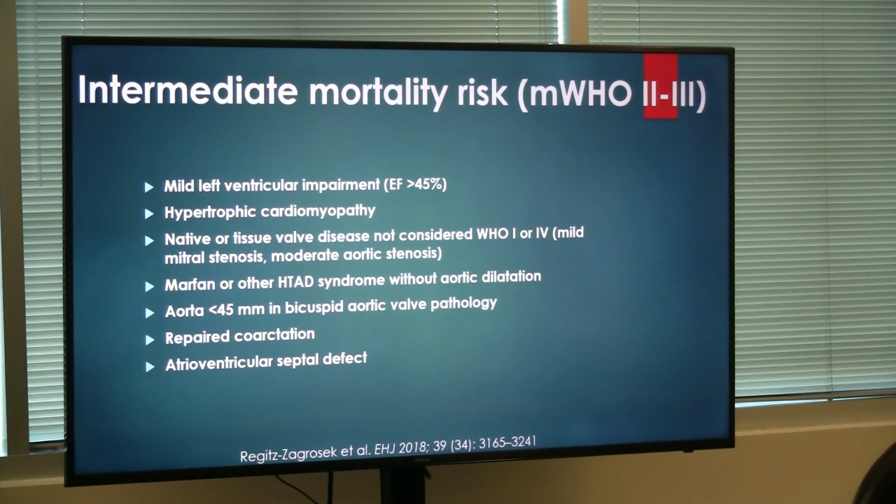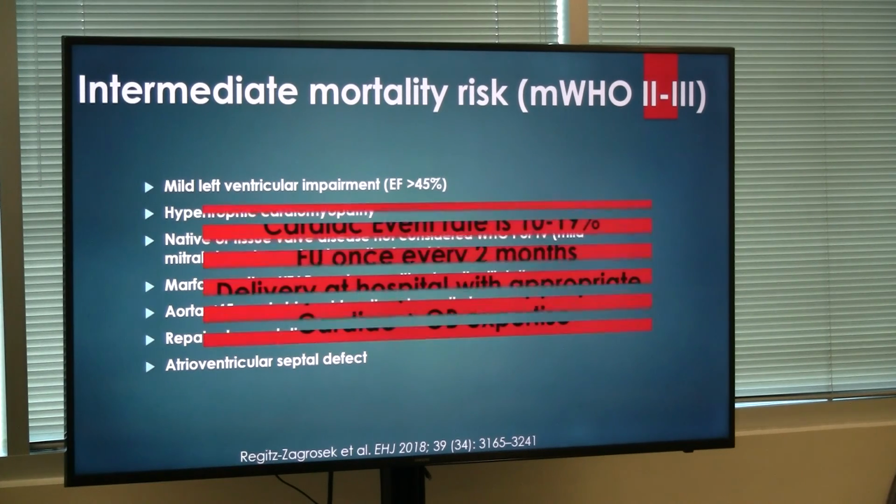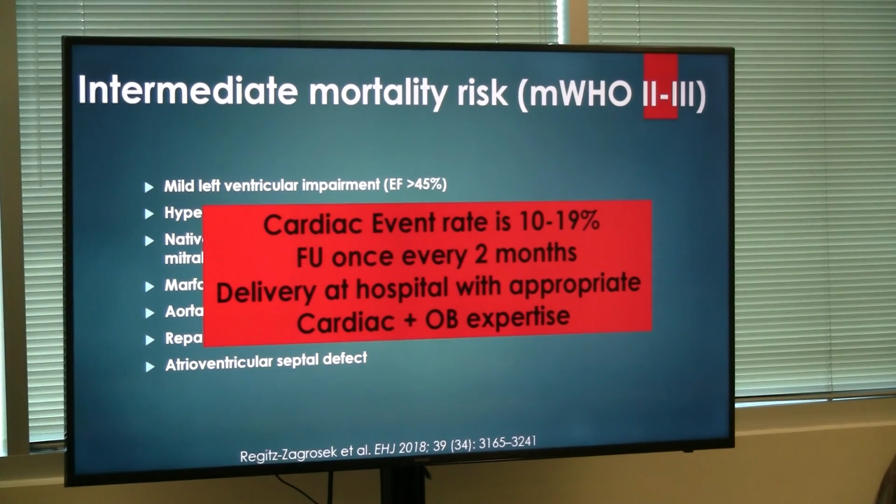is, the list becomes a little bit longer. So mild left ventricular impairment, but ejection fraction is still above 45. Hypertrophic cardiomyopathy, native or tissue valve disease not considered to be severe, Marfan or aortic syndrome without aortic dilatation, aorta less than 45 millimeter in bicuspid aortic valve pathology, repaired coarctation, AV septal defect. Cardiac event rate is 10 to 19%, follow-up every 2 months, delivery at a hospital where both cardiac and OB expertise is available.